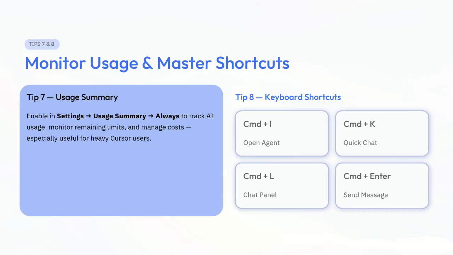Sometimes this happens. The second tip is about learning keyboard shortcuts. Instead of clicking through menus, shortcuts help us work much faster. For example, CMD plus I opens the AI agent, CMD plus K opens quick chat, CMD plus L opens the chat panel. Similarly, CMD plus Enter sends the current message. This saves time during daily development work. At the end, small shortcuts create big productivity gains. So this is all about tip number 7 and 8.